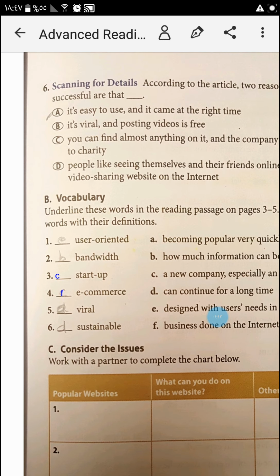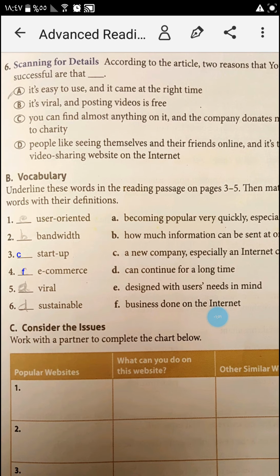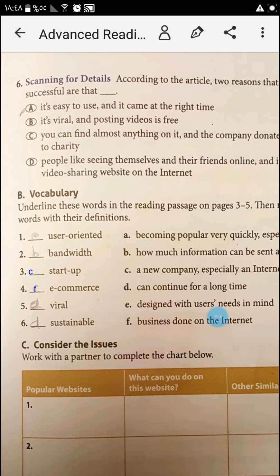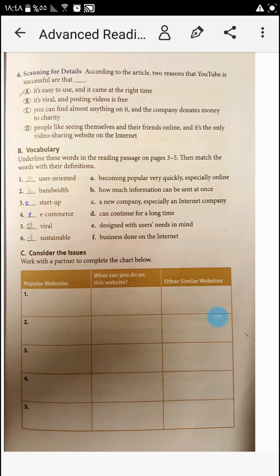So user-oriented, what is the meaning or definition of this term? It is designed with users' needs in mind. And what is the meaning or definition of bandwidth, startup, e-commerce, viral and sustainable? I want you to first read, understand and memorize these 6 terms and their definitions. They are important. Here we will move to the following page.